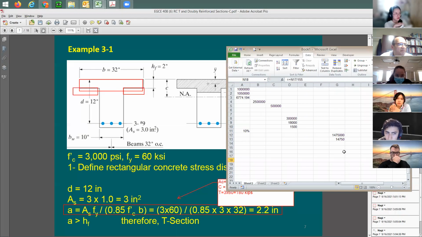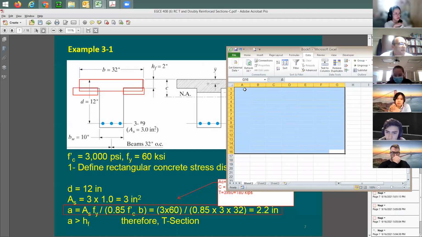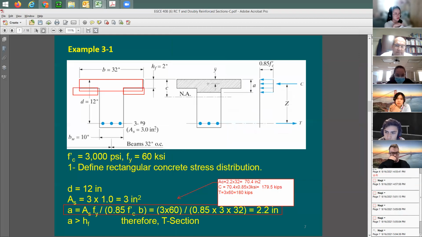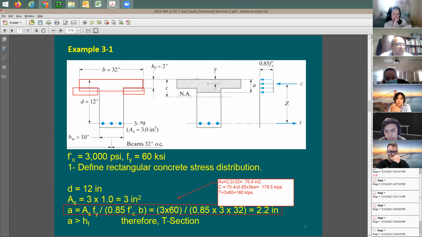You just do the math here. So I'm going to see here I have 32 times 2.2 times 0.85 times 3. I don't have that. So this is why I have a T section. And in reality, I'm going to have 2 compression forces. I'm going to have 1 compression force for this section and another compression force for this section.